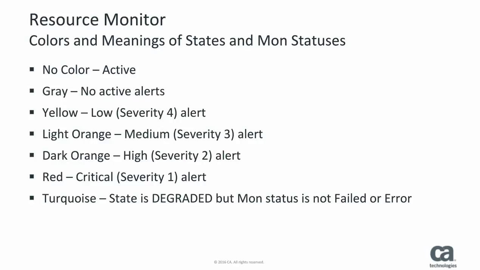If one or more alerts exist for the resource, the color of the highest severity active alert is used for the color of the state and mon status. For example, if the highest severity active alert is 2, high, the state and mon status are dark orange. Similarly, if no alerts and no errors exist, the resource is considered active and OK, so the state and mon status have no color. You can also refer to the tooltip help directly on the screen for more details about color, status, and mon statuses.